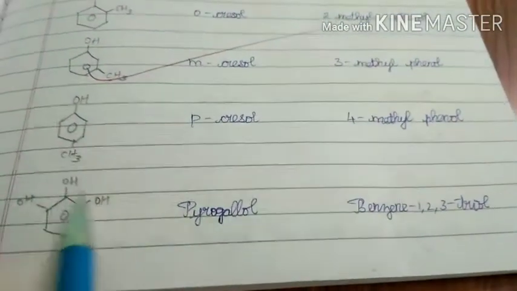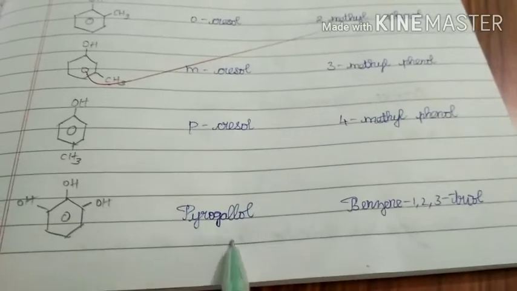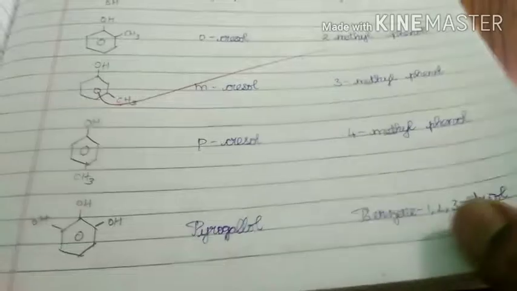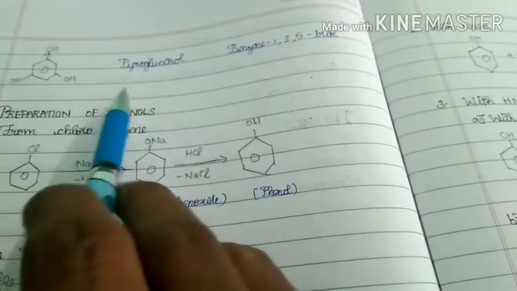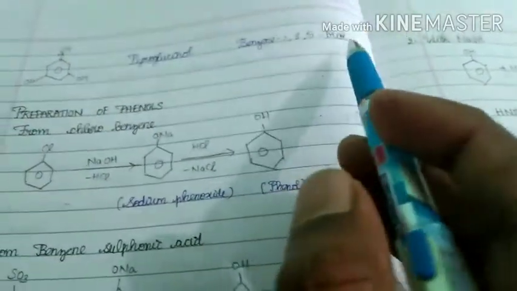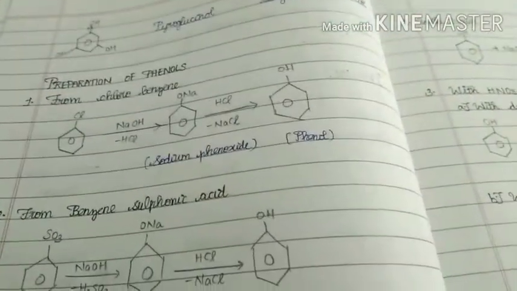Next, if three OH groups are present in adjacent positions, that is called pyrogallol. For that, the IUPAC name is benzene-1,2,3-triol. Next, if three OH groups are present in alternate positions, that is called phloroglucinol. For that, the IUPAC name is benzene-1,3,5-triol. So that is the introduction of phenols.